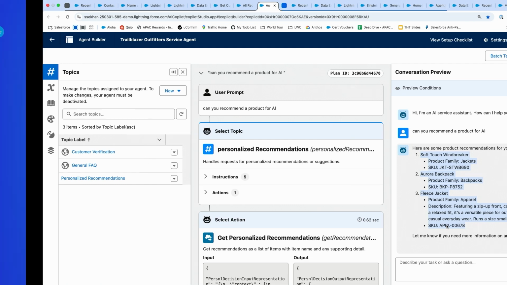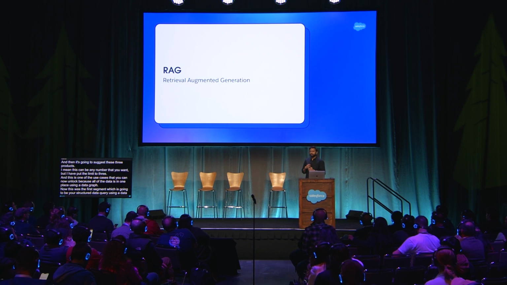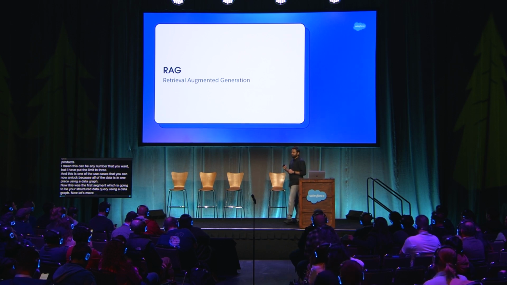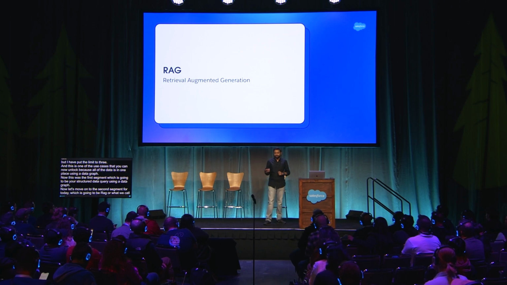Now, this was the first segment, which is your structured data queried using a data graph. Now, let's move on to the second segment for today, which is going to be RAG, or what we call retrieval augmented generation. RAG is not just for unstructured data, it's for structured data as well, but we have seen people use it in the context of unstructured data, so we'll stick with it.